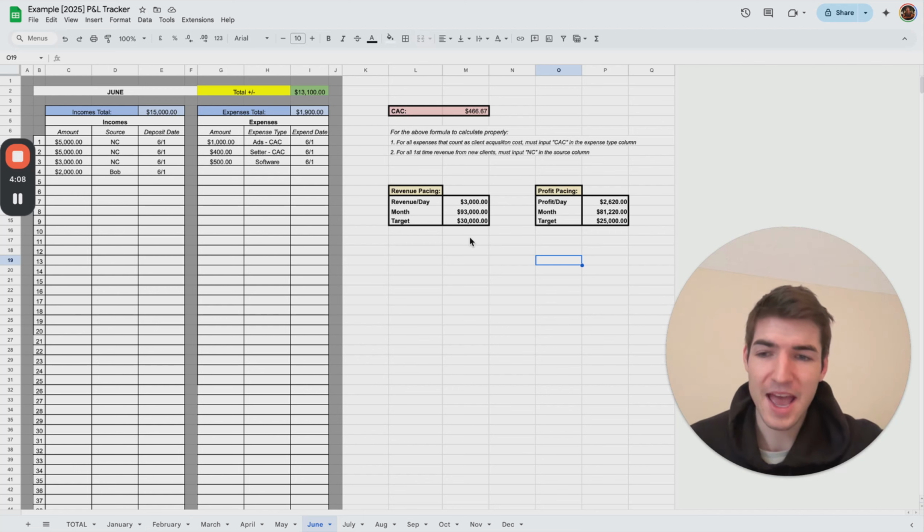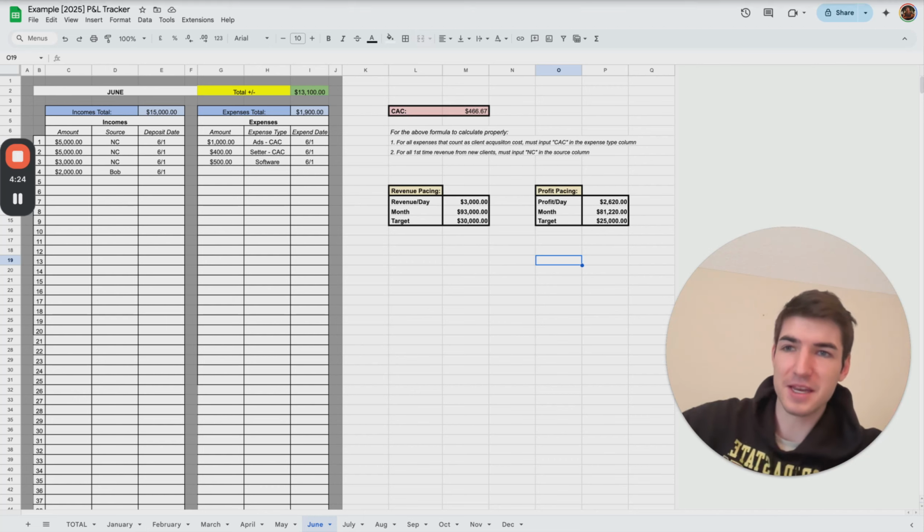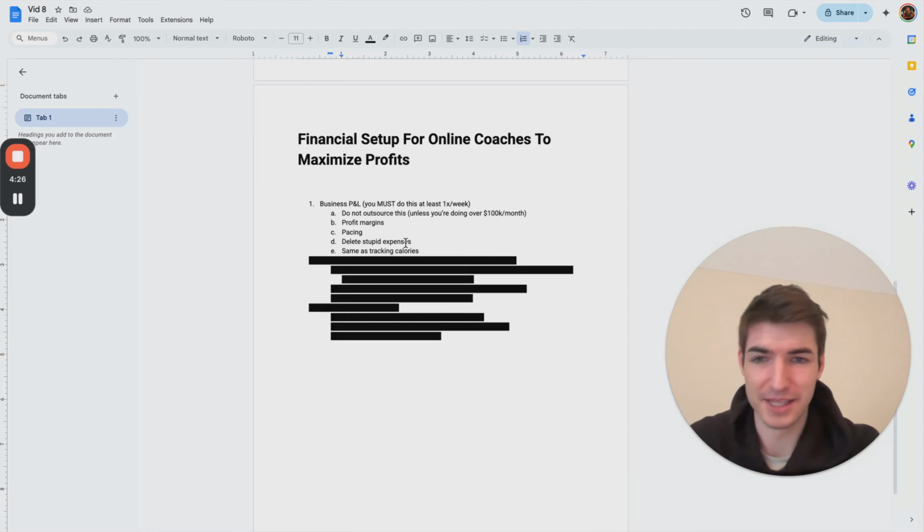How much easier do you think it is to hit your goals when you're just hyper aware of it, besides just ignoring it and then looking at the 30th of the month, oh, we didn't hit our goals, I wonder what happened. This makes you hyper aware of exactly what's going on in the money department. So that's a P&L. That's what you need. That's what it looks like.